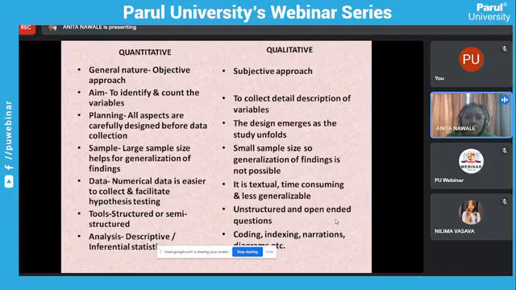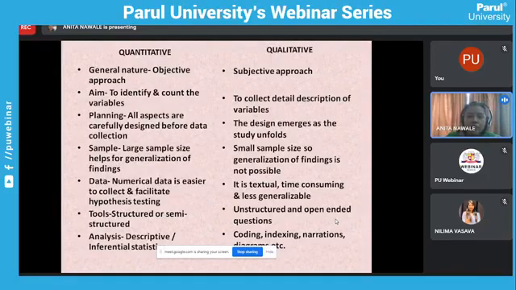Next, we have qualitative research designs. There are few research designs which are used in nursing as well as medical profession. For example, phenomenology, ethnography, grounded theory, action research, case study, and historical research.